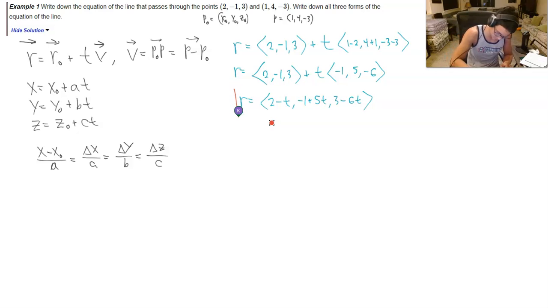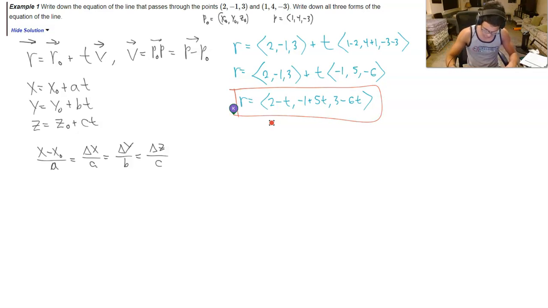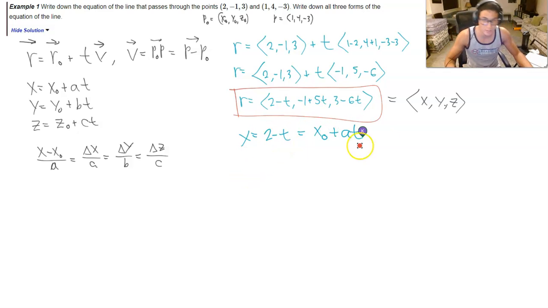Okay, so there you go. One of your answers is satisfied. But then note that, look at this. This is the same thing as x, y, and z. So then you can see that, if this is x, and x corresponds to this, so x is equal to 2 minus t. And that looks like it's the same thing as x0 plus at. So, as you can see, it kind of transfers nicely. Once you get this equation, you can find everything else real nicely. So we're going to just fill in the gaps here. So it's going to be x equals 2 minus t, then y equals -1 plus 5t, and then z equals 3 minus 6t. So there you go.